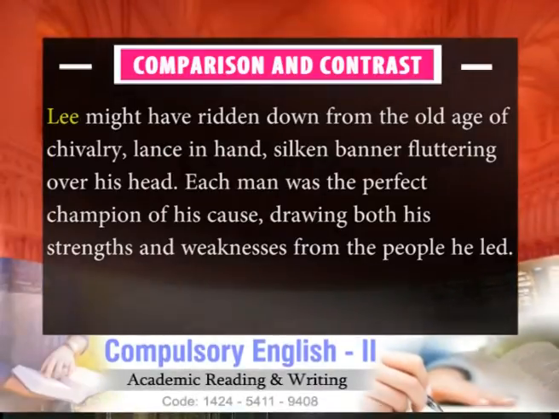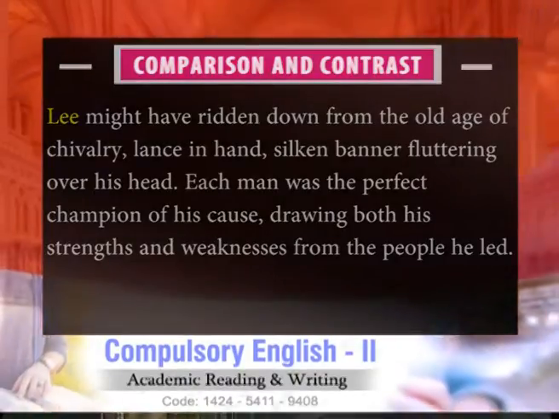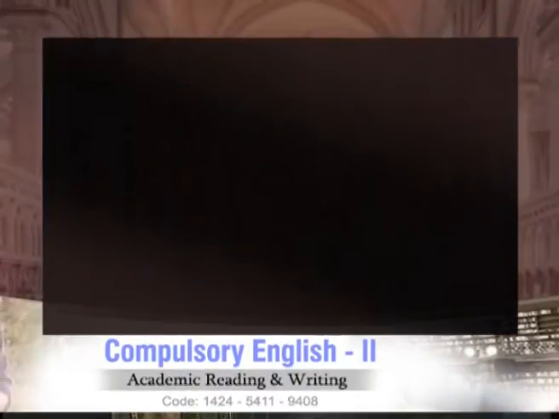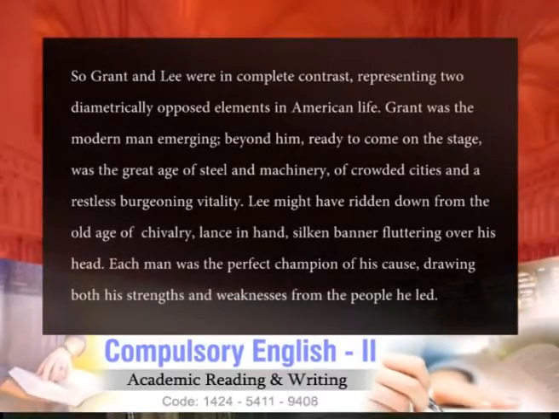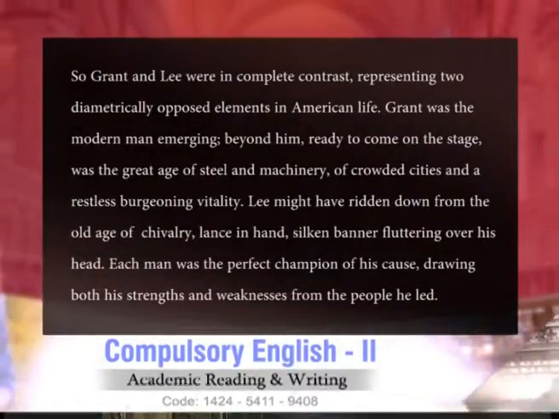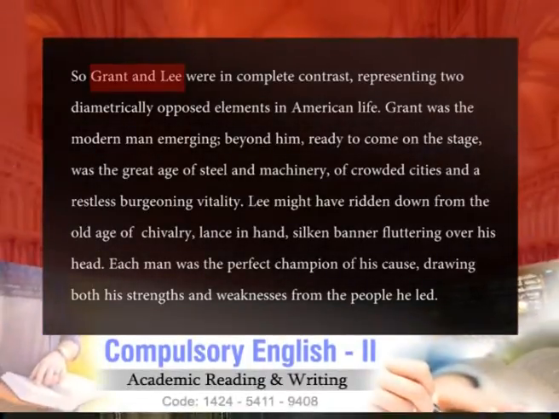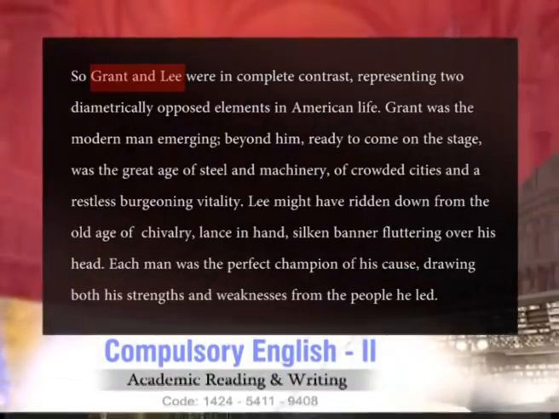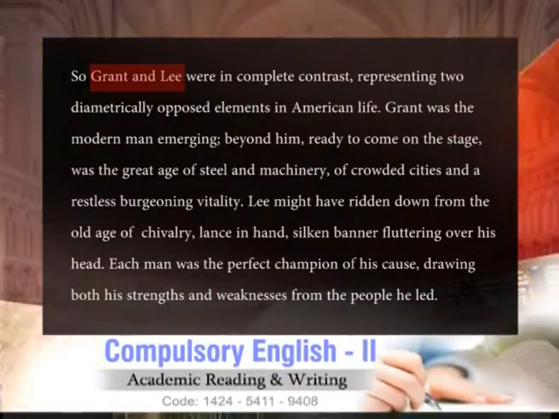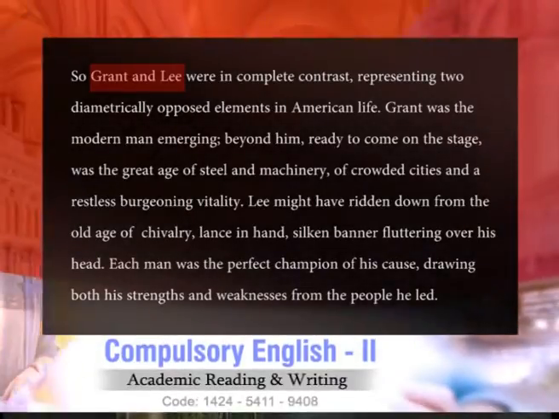Now, this paragraph is a good example of block structure of paragraph organization for contrast or comparison. If you look at the paragraph closely, you see that the writer discusses Grant and Lee in the first sentence. Dear students, it is important to note here that the first sentence of this paragraph serves as a topic sentence. Recall Unit 1, where we talked about what a topic sentence of a paragraph is. The topic sentence is a sentence that carries the whole meaning of that paragraph.